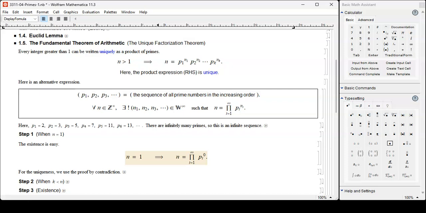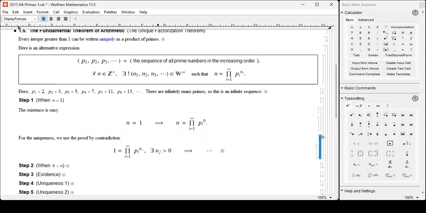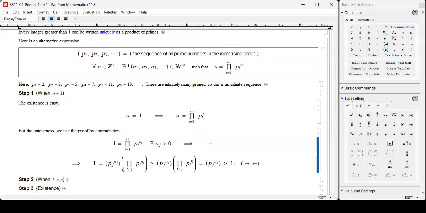Now, the key point of the fundamental theorem is the uniqueness. Let's prove the uniqueness for this base case as well. Suppose that there's another factorization, another sequence, different from all 0, so there has to be a positive power somewhere, nj somewhere. And then what are we going to do? I'll take this pj to the nj power out, and what's left is going to be the product of the other primes. And then let's make this observation. The other parts stay the same, and I'll just reduce its ni power into 0 power.